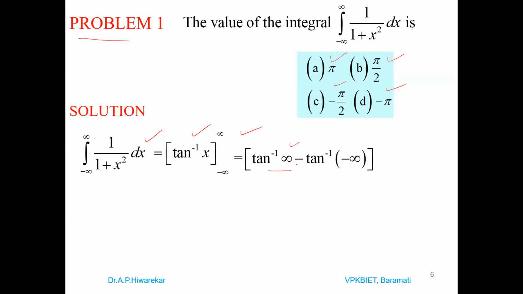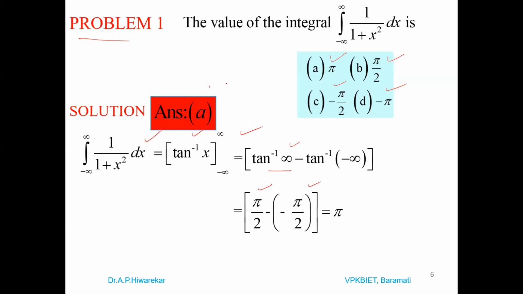We know that tan inverse of infinity is pi by 2, and tan inverse of minus infinity is minus pi by 2. So it is pi by 2 plus pi by 2, that gives 2 pi by 2, which means pi. So our answer is pi, that is option number A. It is a very simple problem, but it appeared in the GATE examination.